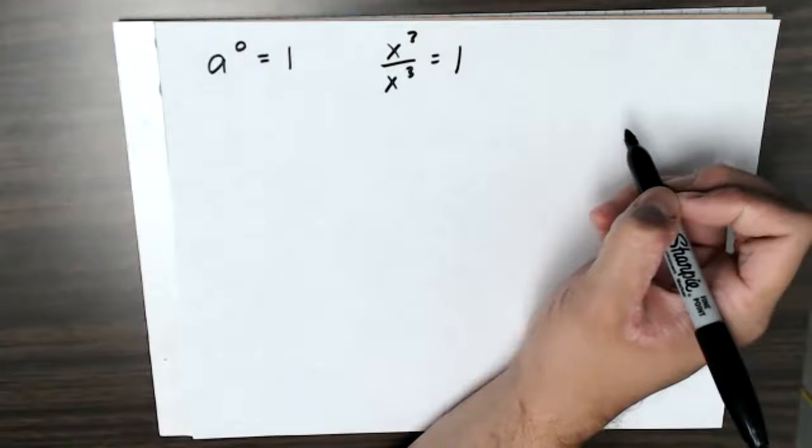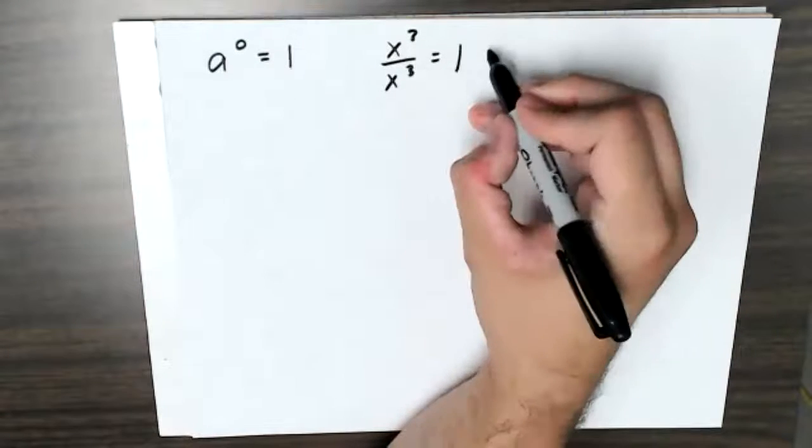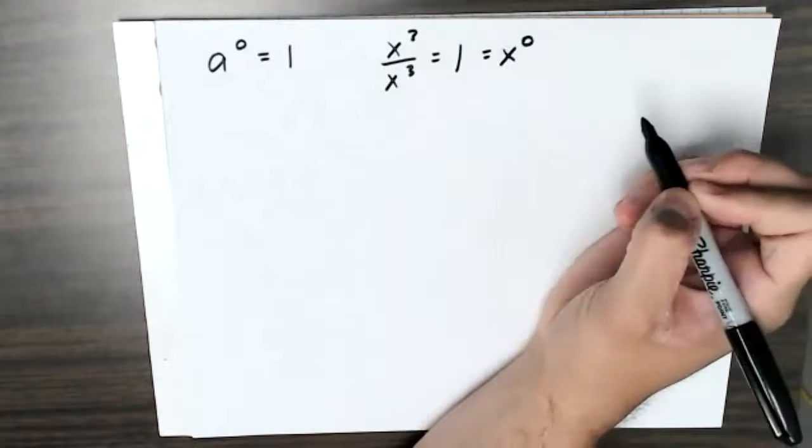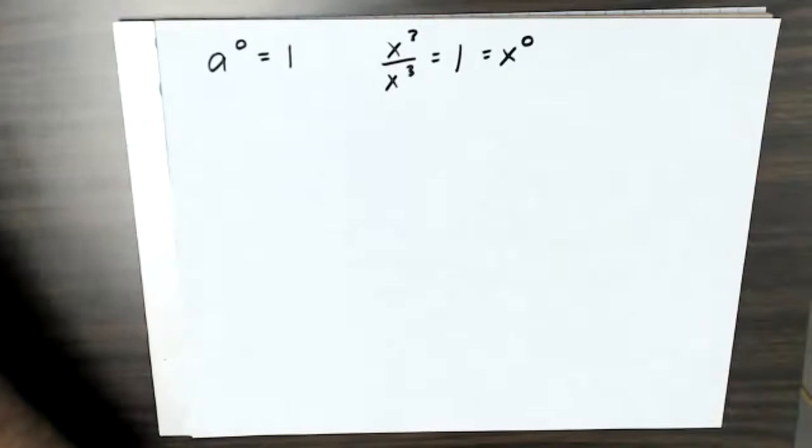I mean, if you divide anything by itself, 5 divided by 5 is just 1. Well, but 3 minus 3 would be 0, so this would also be x to the 0, okay? So it all goes together. That's really where it comes from. It comes from the quotient rule, okay?